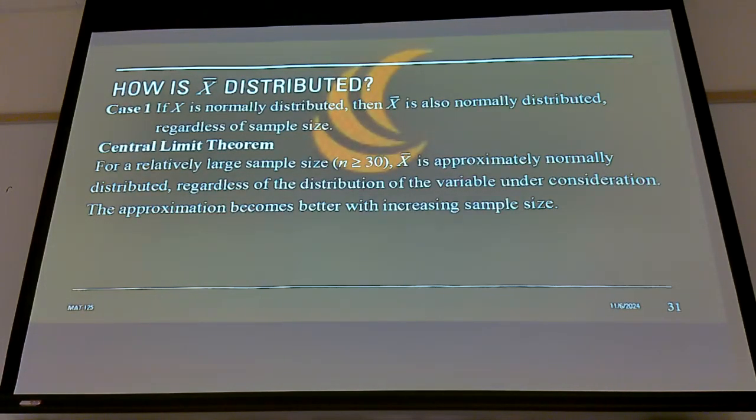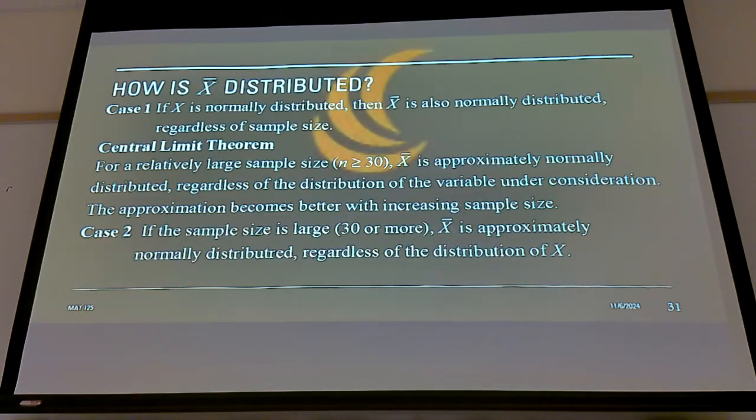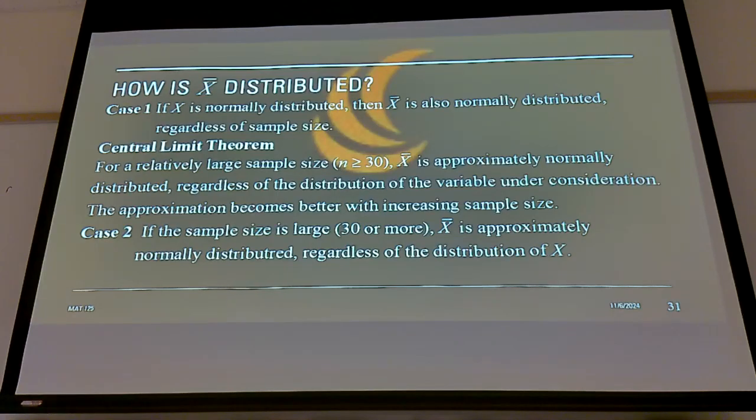Which leads to case number 2. If your sample size is at least 30, then x bar is approximately normal. Which means we can treat it as normal, and thus use the methods that we just learned.